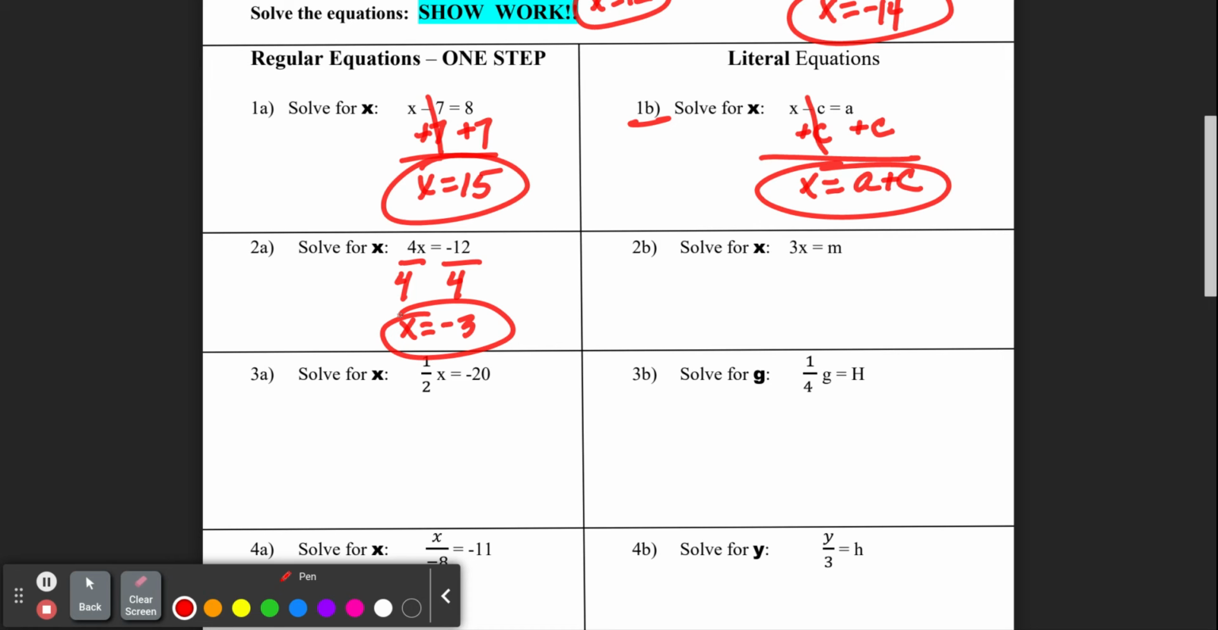So same process. 2b, solve for x. So to get rid of the 3, which is being multiplied by x, the inverse of multiplication is division. Whatever you do to one side, you do to the other. So x is just equal to m divided by 3.